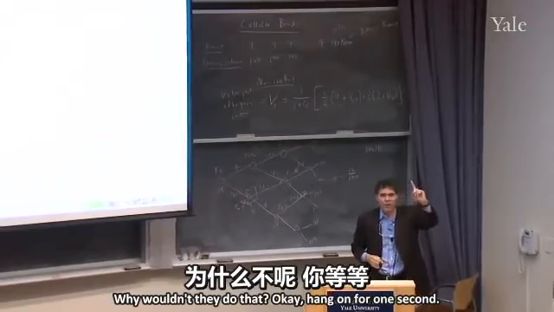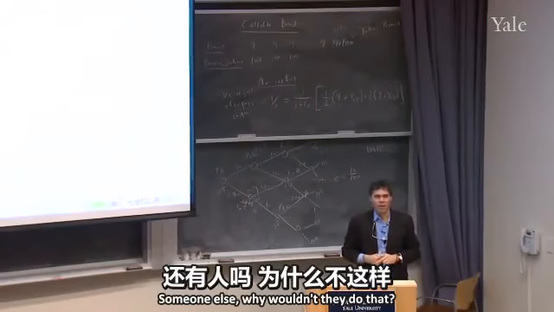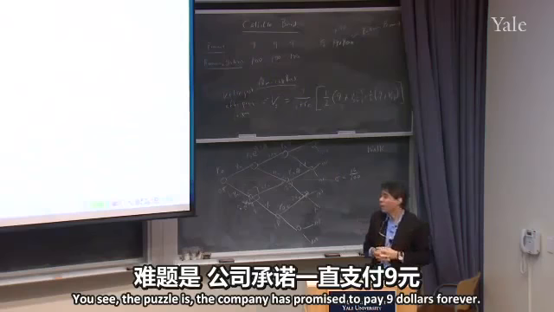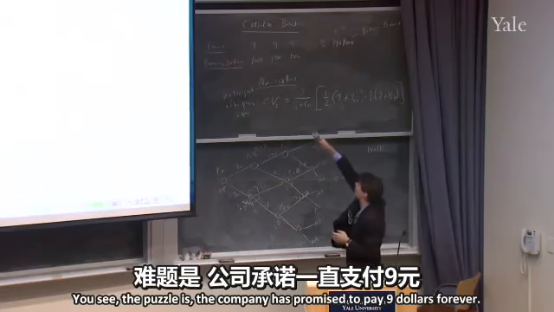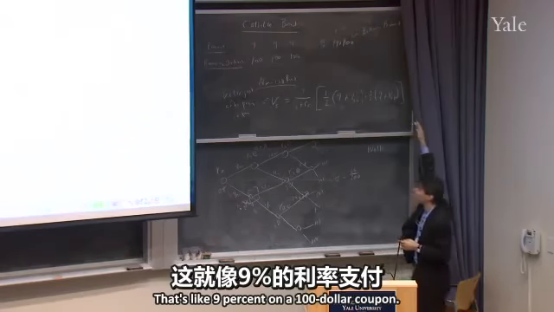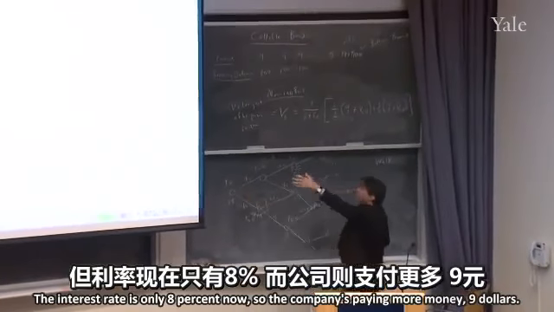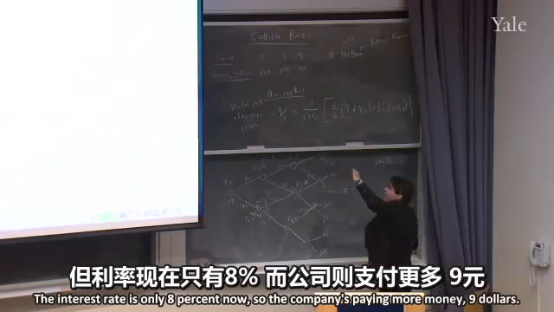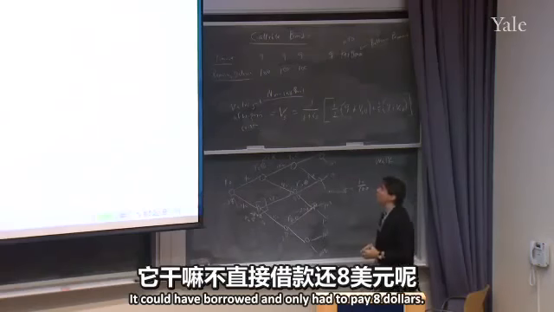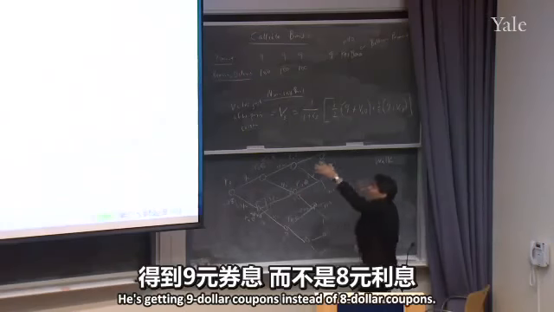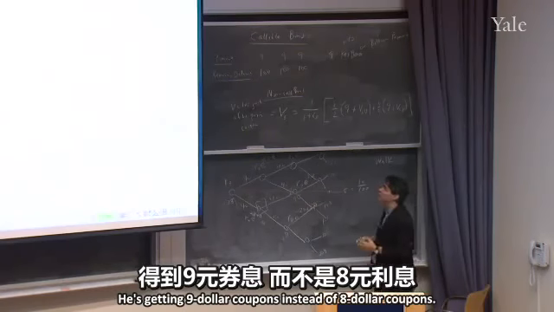Okay, hang on for one second. Someone else, why wouldn't they do that? You see, the puzzle is the company has promised to pay $9 forever. That's like 9% on the $100 coupon. The interest rate is only 8% now, so the company's paying more money, $9, than it could have borrowed at and only had to pay $8. So the guy buying it is getting this huge bonus. He's getting $9 coupons instead of $8 coupons.